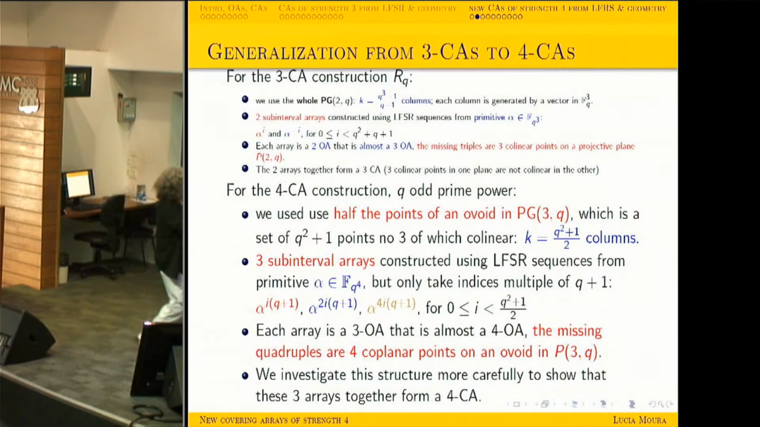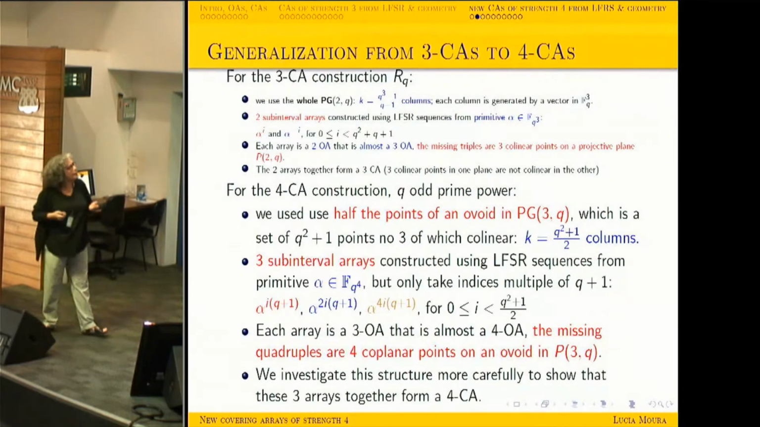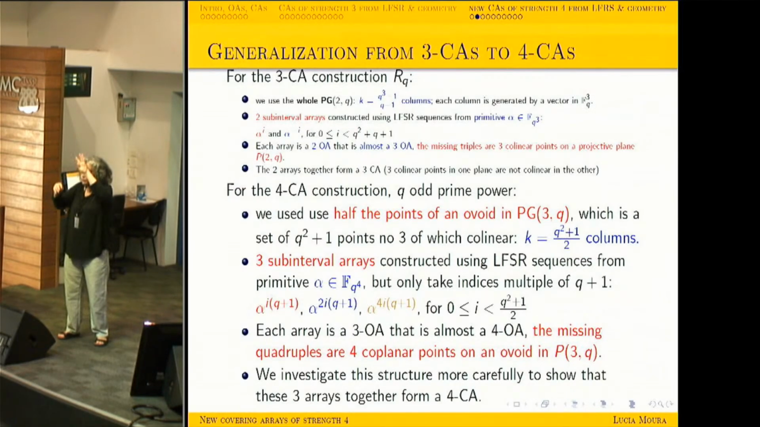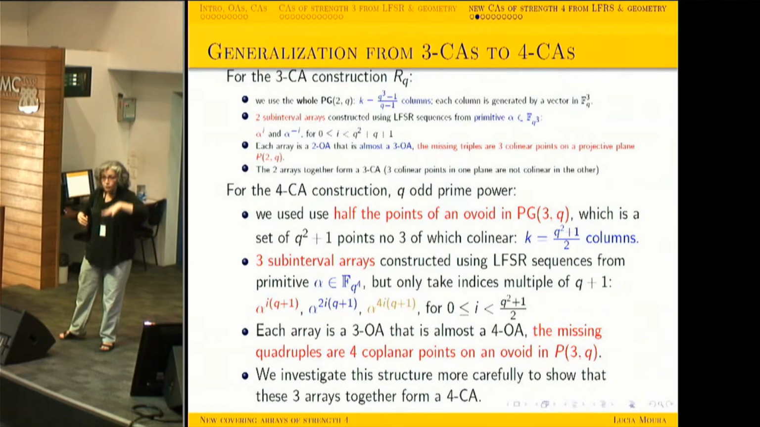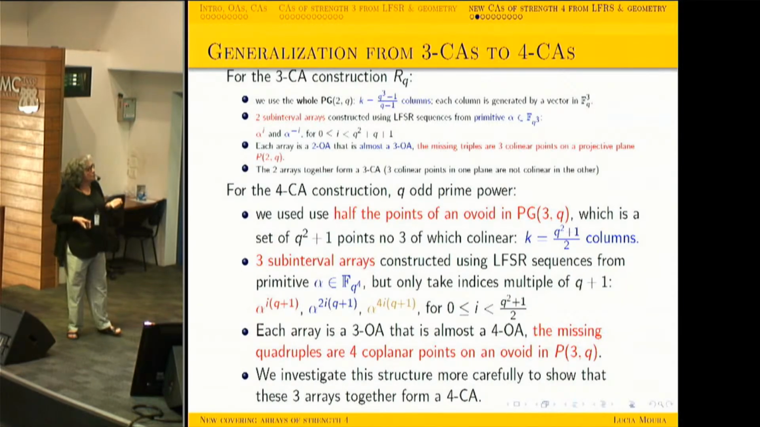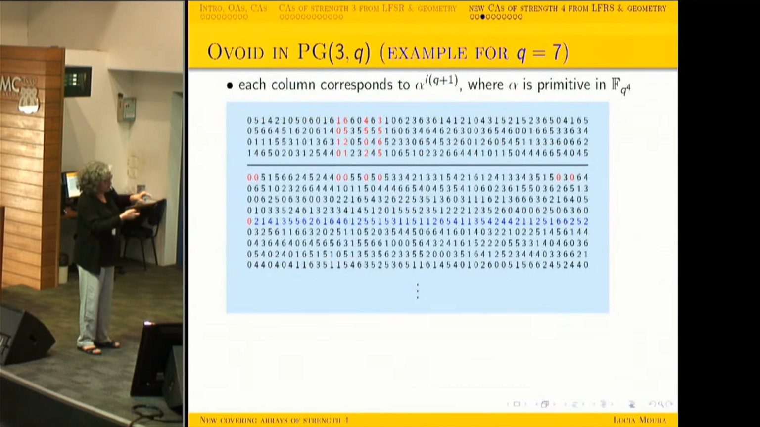But I don't use the full ovoid. I just use (q^2+1)/2 of the points. Each array is a 3-way, that's almost a 4-way. Where it fails, the missing quadruples are 4 coplanar points in the ovoid. So what we have to show is that if 4 points are coplanar in two of the arrays, where I miss the 4-tuple coverage, they are not coplanar in the third. Or in other words, the intersection of, well, we'll get there, because I need to talk about a few more things.